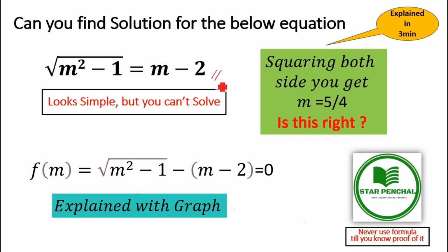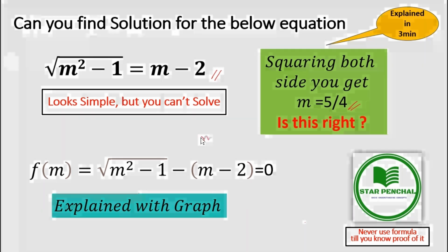Can you solve this equation? It looks like you will be solving by squaring both sides. Then you'll get m is equal to 5 by 4. Is this right? Let's pause the video and you can try yourself to find the solution for the m.